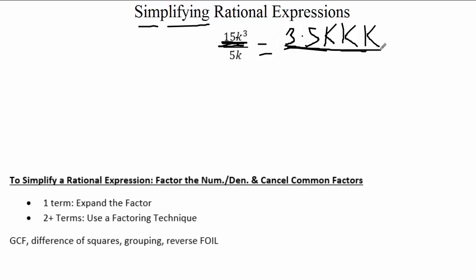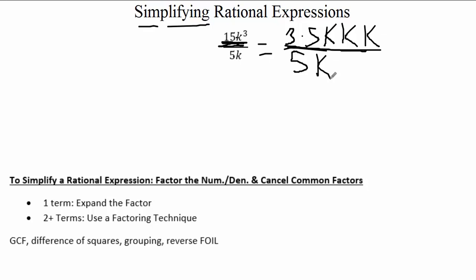In our denominator, we have 5k, or 5 times k. Well, 5 is a prime number. It can't be broken down. K is to the first power, which means we just have one of them. So this is the factoring part. We have factored our numerator and our denominator.